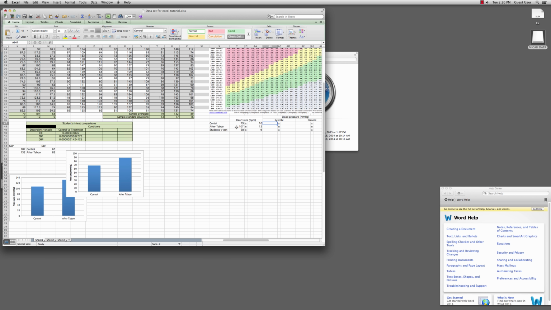Oh, that was incorrect. I'm not following my own chart. After taboo, heart rate equals that box. Standard deviation equals that box. Systolic. Here's our 107 versus 132. Deviation equals that one and that one.